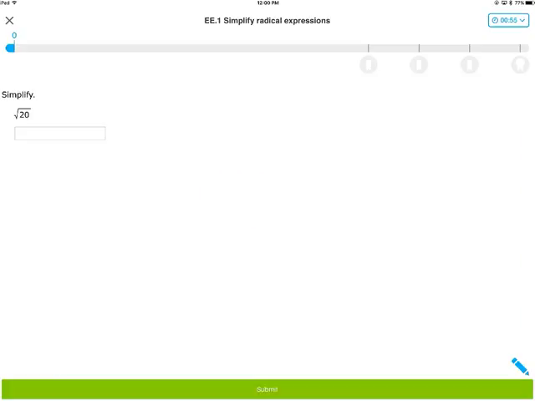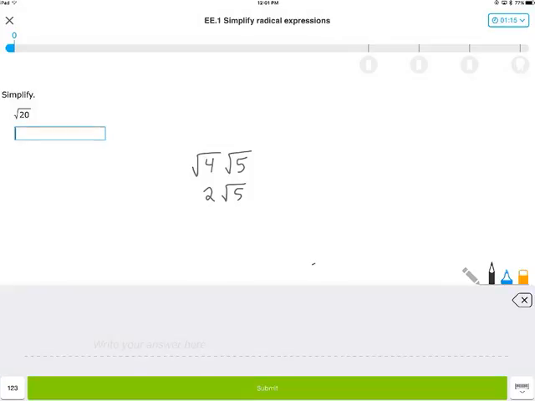Okay, so here's square root of 20. We can write this as, well, let me pull up my pen here. The square root of a perfect square 4 times its leftovers. 4 times 5 is 20. So we get a 2 root 5. So let's go down here. And, oh, I didn't click on it. Let's get this. And we'll write our 2 root 5 here. Perfect.